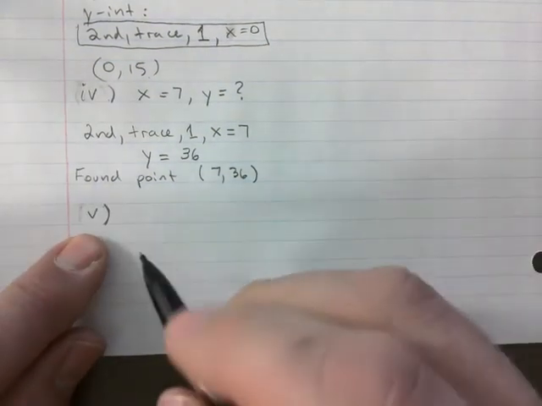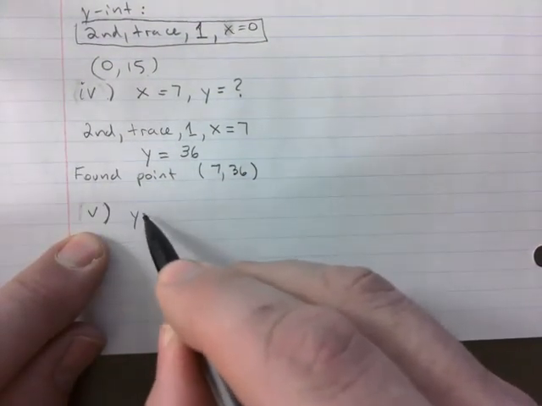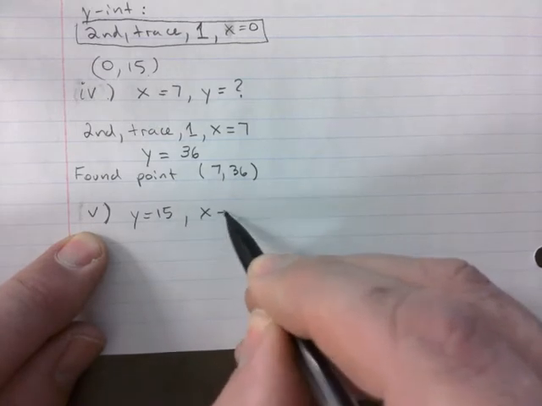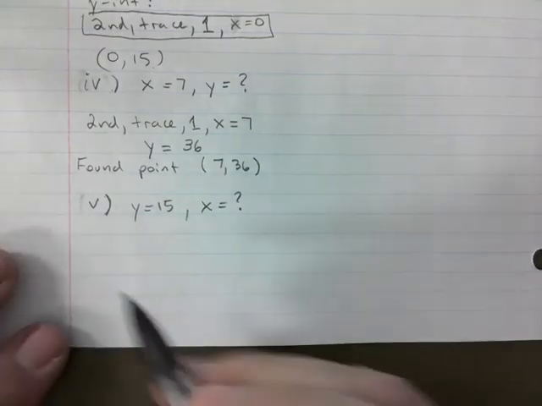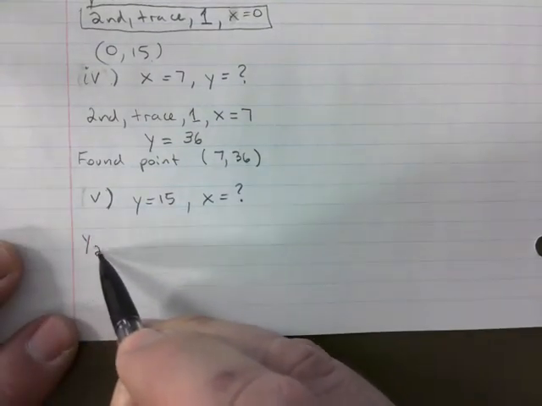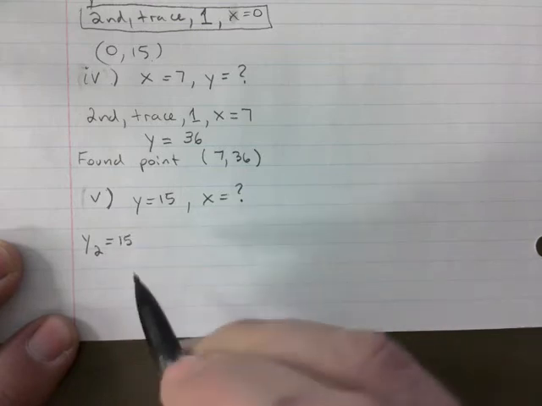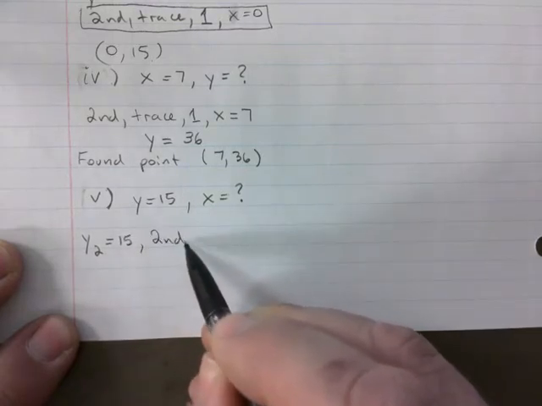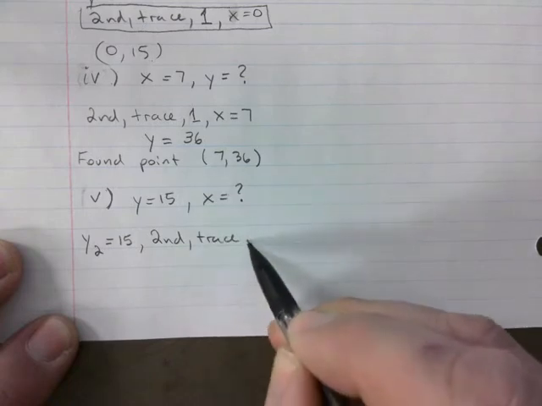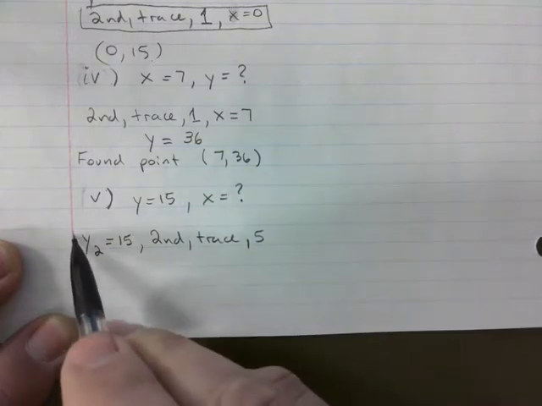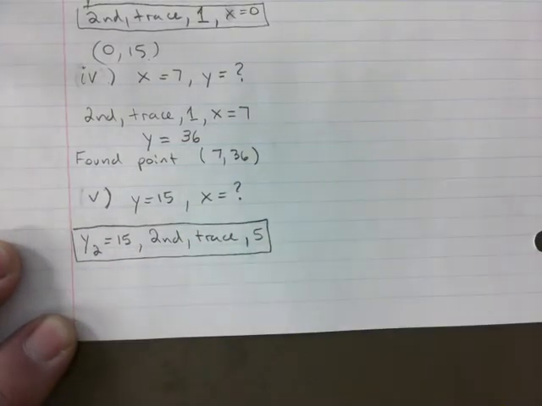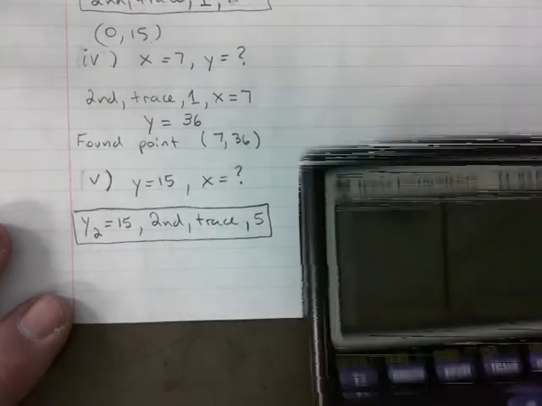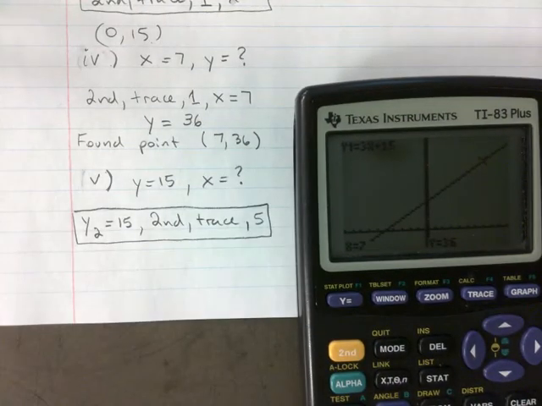There's that 5. So here it's saying when y is equal to 15, right, what's x going to be? And this is done quite differently, so watch out. You will make y2 equal to 15. Then you will press second trace 5. Those are the keystrokes. And this one you will be able to see. So that's the nice thing here.